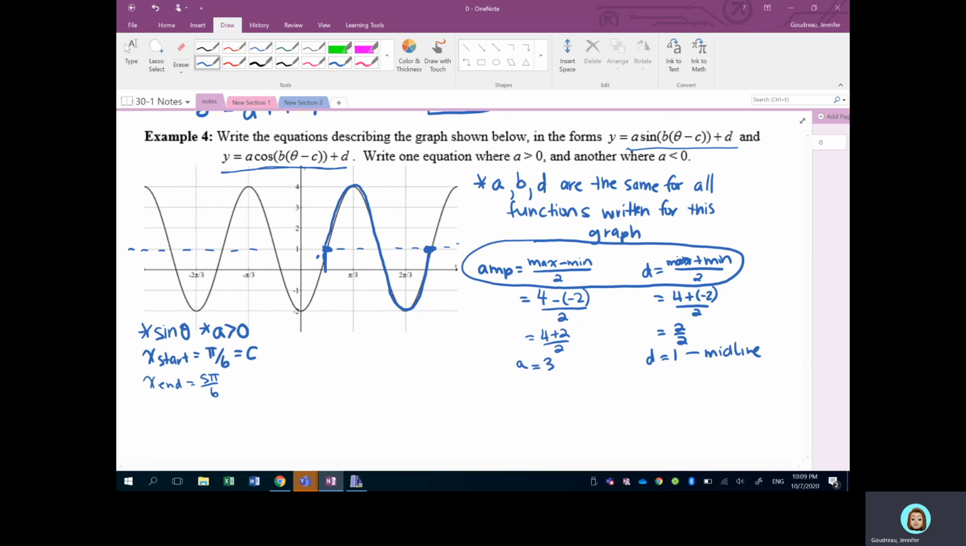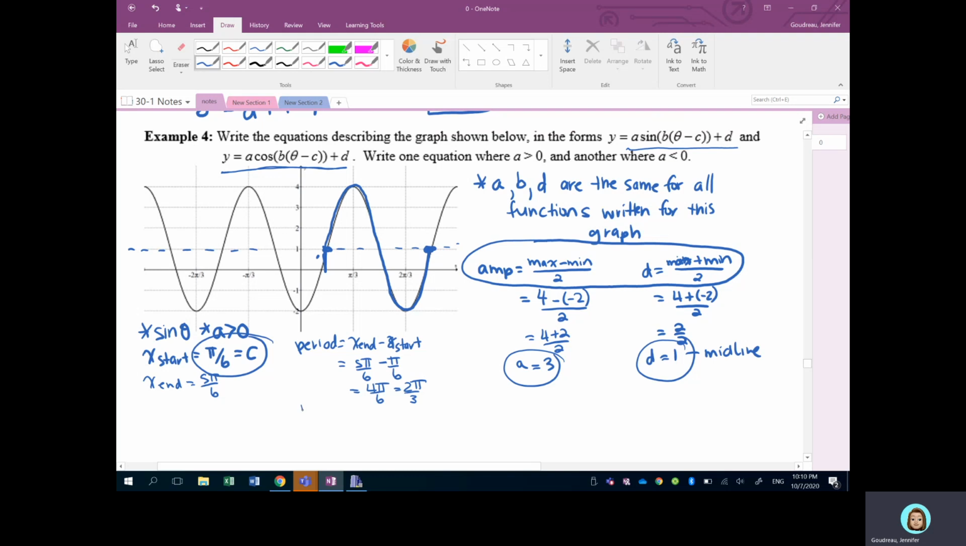That means we can figure out what the period is. The period is always going to be X end minus X start. That means we're going to go 5 pi over 6 minus pi over 6, which is going to give us 4 pi over 6, which reduces to 2 pi over 3, which is great, but I need to know the B value. I have my A, I have my D, I have the C, I have the period, I need B.